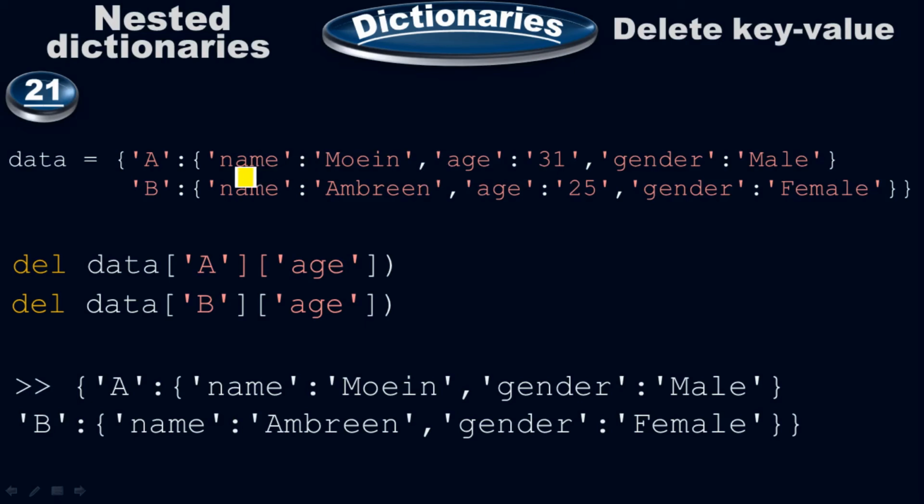Last time we had three pairs, 1, 2, 3, 1, 2, 3. But in the output, I have only two pairs for the dictionary A, name Moein, gender male, and two pairs for the dictionary B, this one and this one, because the edge pair for the A has been deleted, and the edge pair for the B has been deleted with the help of this delete function.